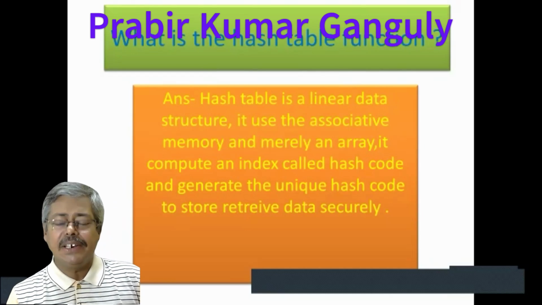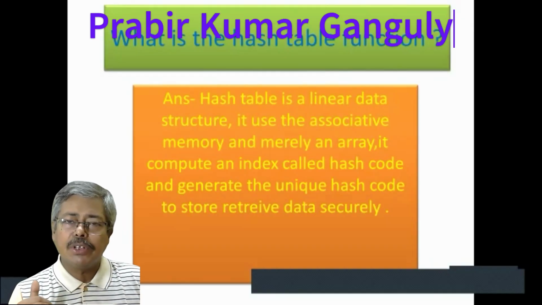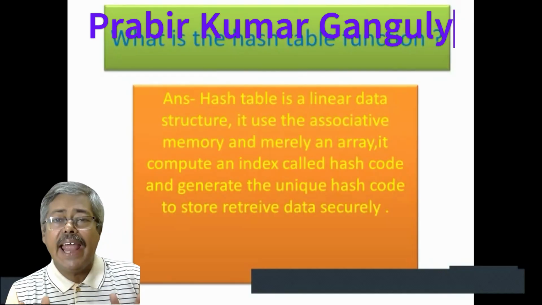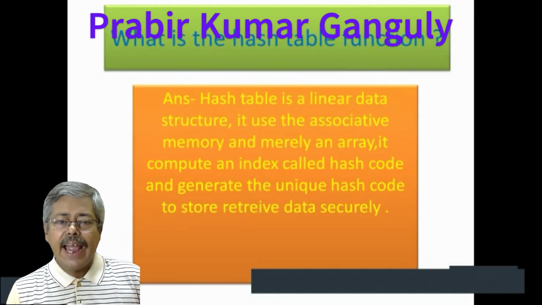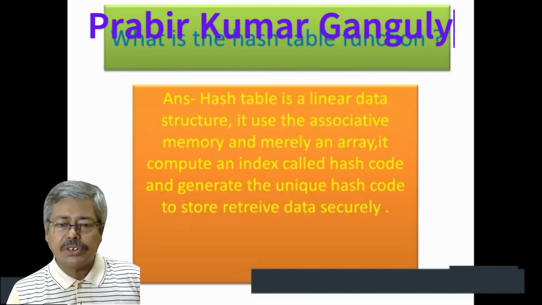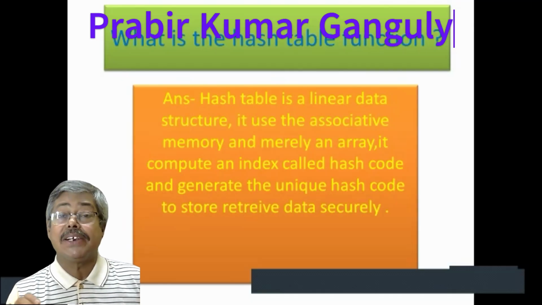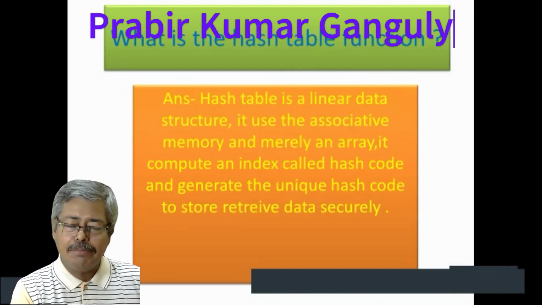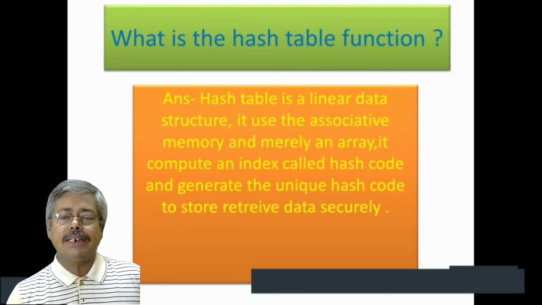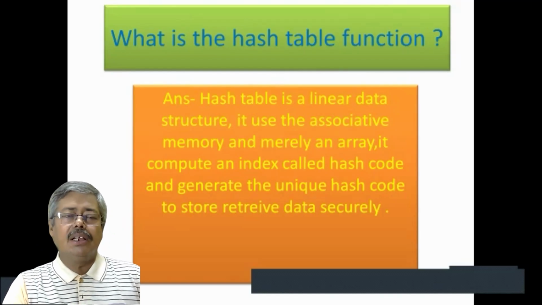The hash table is a linear data structure, we know. It is used mainly to access data, and it also occupies associative memory. Mainly it works as an array. It computes an index called a hash code, and it generates the hash code, and this is a unique hash code. Two hash codes are not similar for different data types. We get different data types, but generate a unique hash code to retrieve the data securely. It is the main function of the hash table.